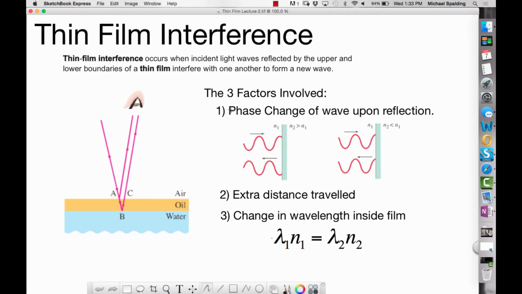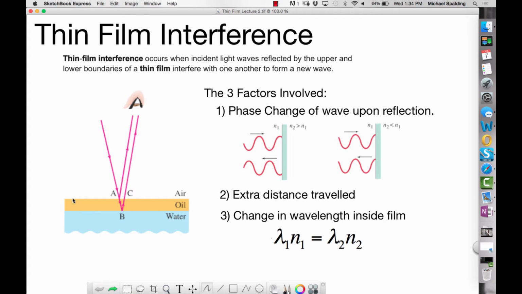All right, now here's what's happening with thin film interference. So we have this incident ray right here. Everybody look at this incident ray coming into this surface where the initial boundary is between air and oil. And then down here we have water. So we have three materials present. Now the thin film in this scenario would be the oil. The oil would represent the thin film.